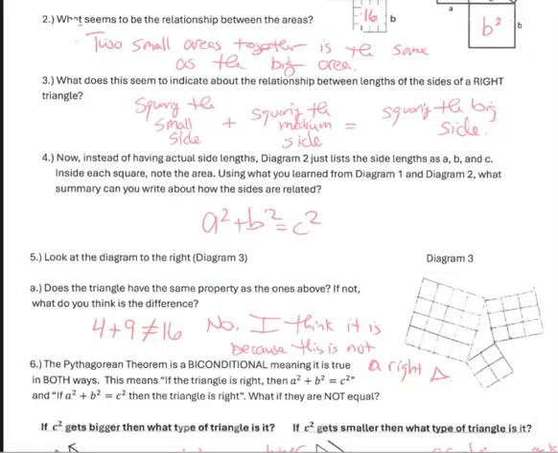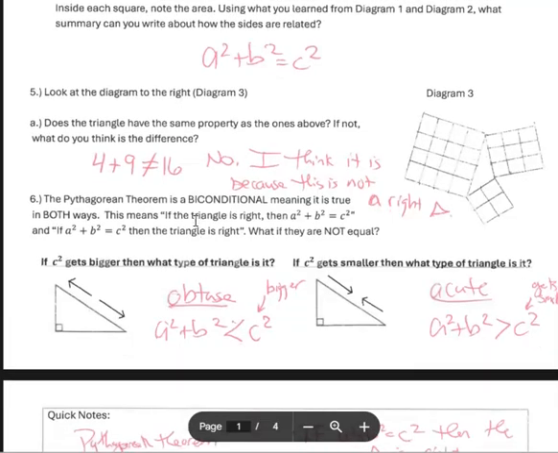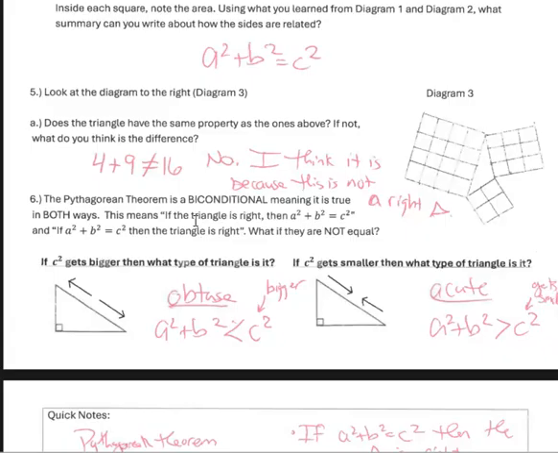Well, the big difference is that the ones we had been looking at were right triangles, and this is not a right triangle. This is going to be an obtuse triangle. So the Pythagorean theorem does not work for an obtuse triangle. Okay, the next one says the Pythagorean theorem is a biconditional, meaning it is true in both ways. So if the triangle is right, then a squared plus b squared equals c squared, and if a squared plus b squared equals c squared, then you know that it has to be a right triangle.